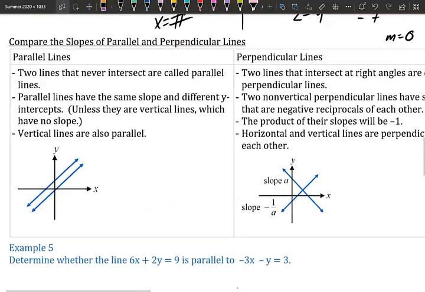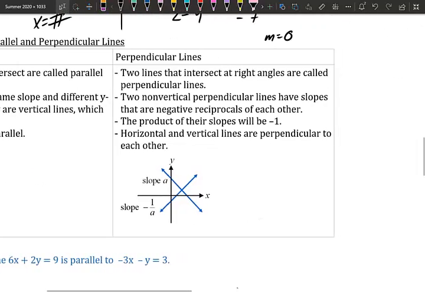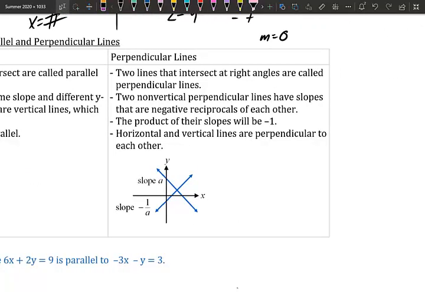Compare slopes of parallel and perpendicular lines. So parallel lines, two lines that never intersect are called parallel. Parallel lines have the same slope but different y-intercept, unless they are vertical, which have no slope. Vertical lines are also parallel. Perpendicular slopes are two lines that intersect at right angles and are called perpendicular lines.